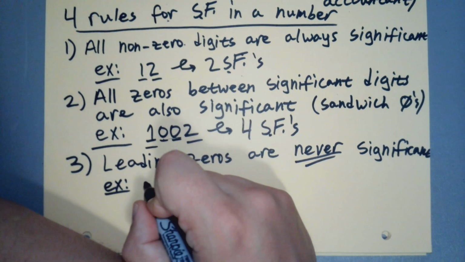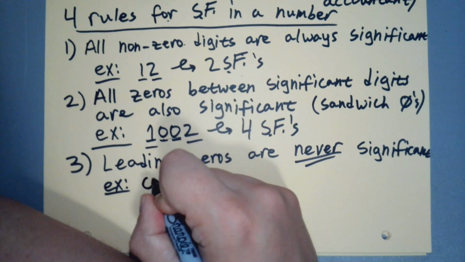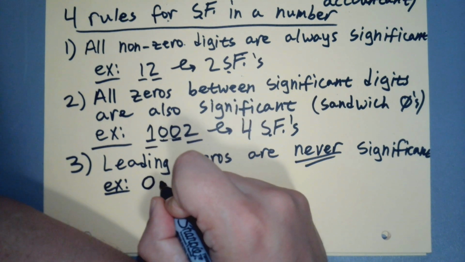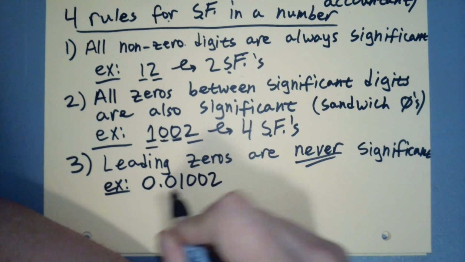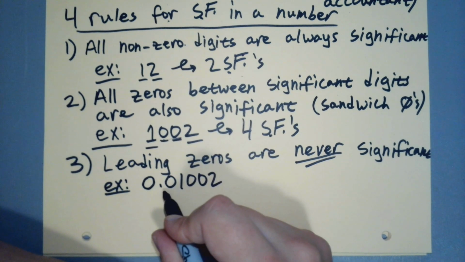So what am I talking about here? Well, maybe I have something like 0.01002. So I have to write these zeros in for placement of the decimal.